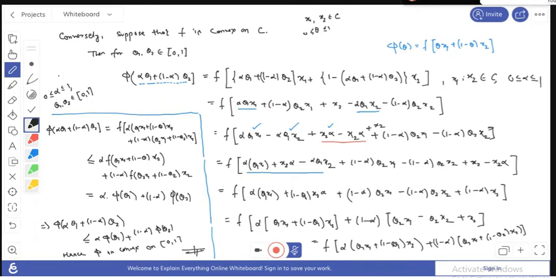ठीक, तो इतना ही करते हैं आज. हाँ, आज काफ़ी लंबा हो गया 2 क्लास. ओके, नेक्स्ट क्लास हम थर्सडे करेंगे. थैंक यू. थैंक यू सर. थैंक यू सर. थैंक यू.